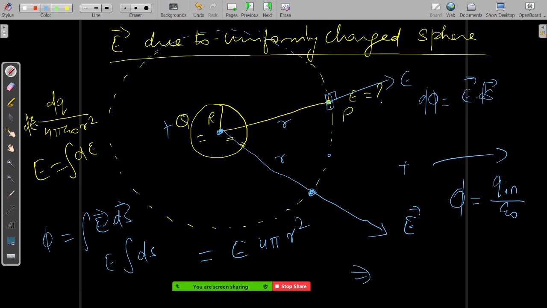So this basically means E into 4 pi r square. No, this is this thing, right? It's a dot product. So cos 90, so the answer will be zero. Why is it zero? Because cos 90 is zero, right?